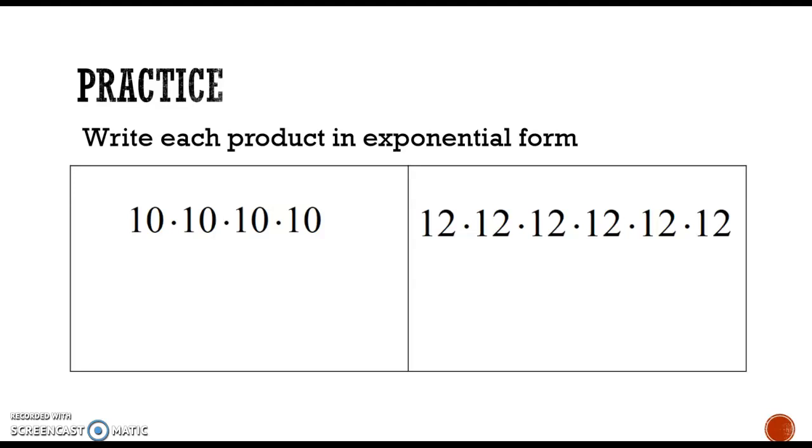So 10 times 10 times 10 times 10, I see 10s, and I see 4 of them. The next one is 12 times 12 times 12 times 12 times 12 times 12. So I see 12s. And if I count them up, there's 1, 2, 3, 4, 5, 6 of them. So our final answer is 12 to the 6.